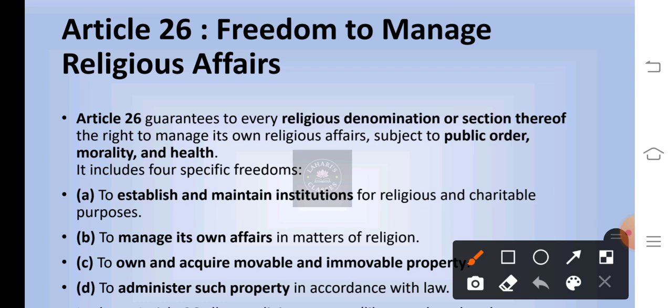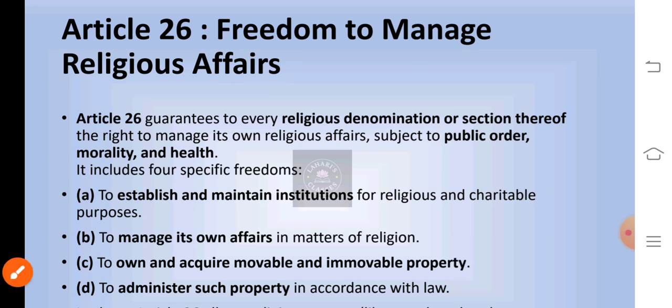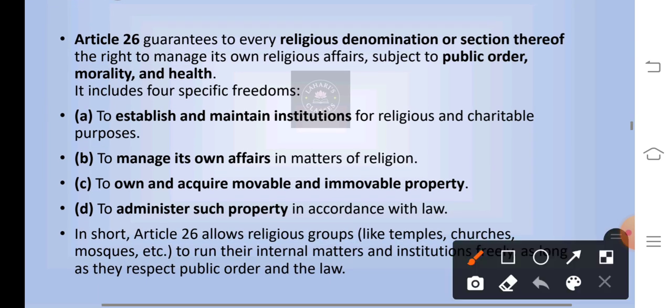Next is Article 26, that is freedom to manage religious affairs. Article 26 guarantees to every religious denomination or section thereof the right to manage its own religious affairs, subject to public order, morality and health. As long as your practice of religion is not affecting public order, is not disturbing it, is not immoral, and is not causing any health hazards to others or to yourself, you can freely practice your religion.